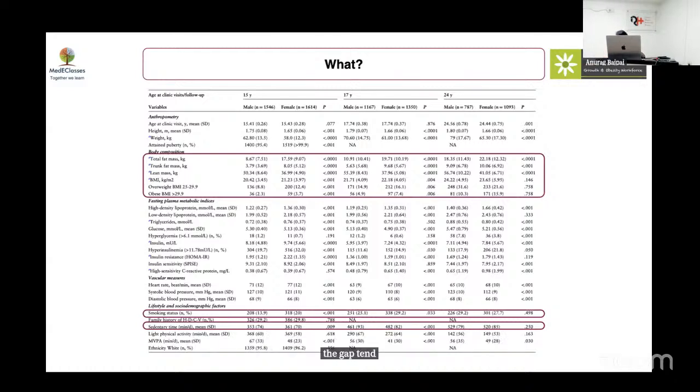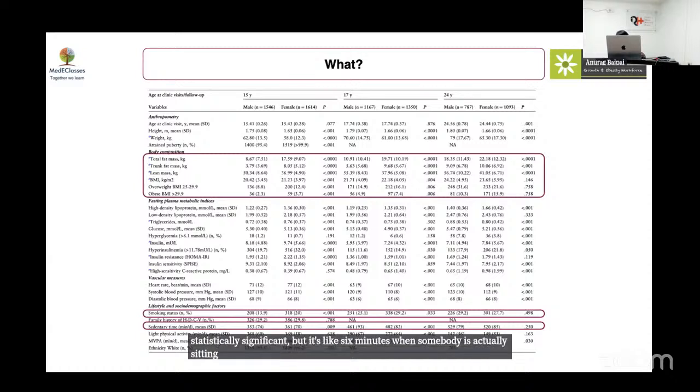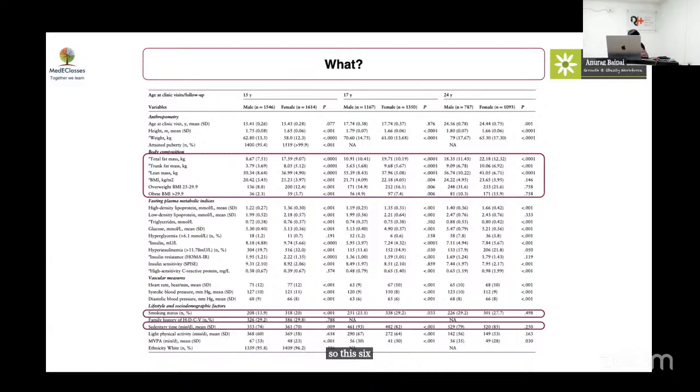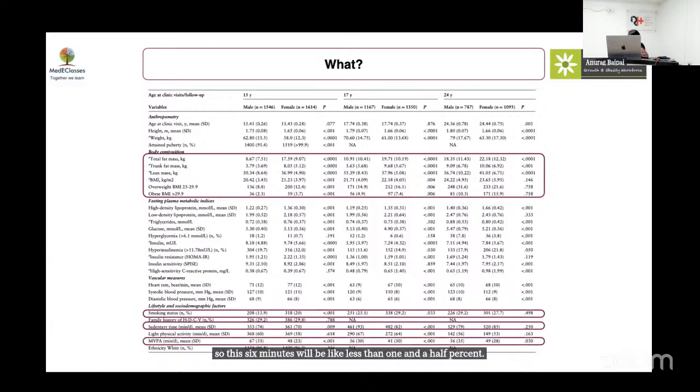But when you say it is significant, it is 353 minutes versus 361 minutes. So this is just because your sample size is huge, you are getting that difference. So it is statistically significant, but it's like 6 minutes, when somebody is actually sedentary for around 6 hours, so this 6 minutes will be less than 1.5%. So I would not be that much bothered. They are similar in that regard.